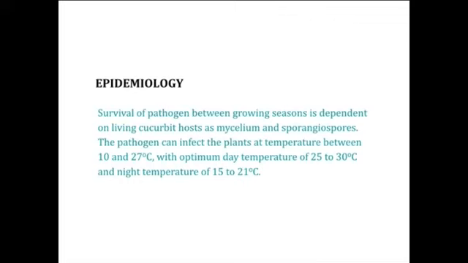Now let's see the epidemiology of the disease. Survival of the pathogen between growing seasons is dependent on living cucurbit hosts as mycelium and sporangiospores. The pathogen can infect the plants at temperatures between 10 and 27 degrees centigrade, with optimum day temperature of 25 to 30 degrees centigrade and night temperature of 15 to 21 degrees centigrade.